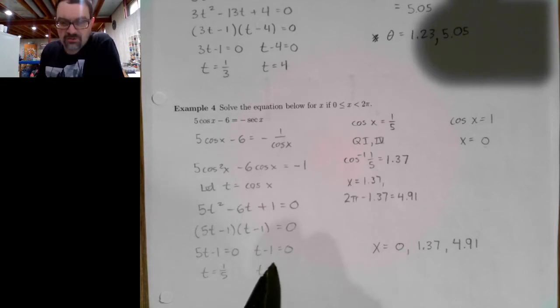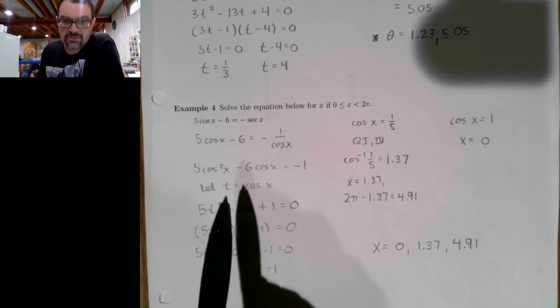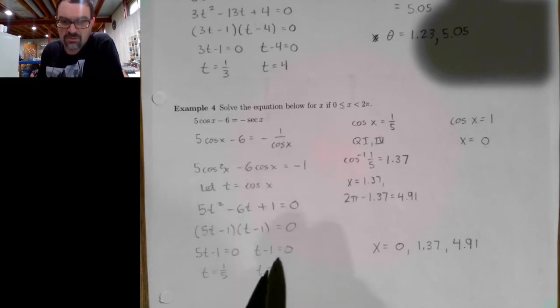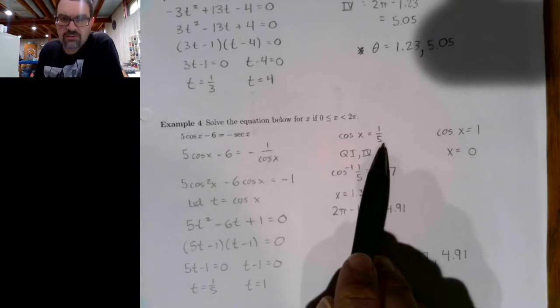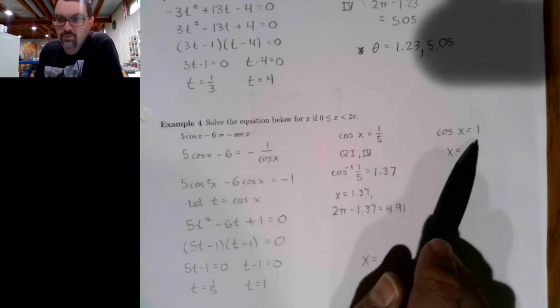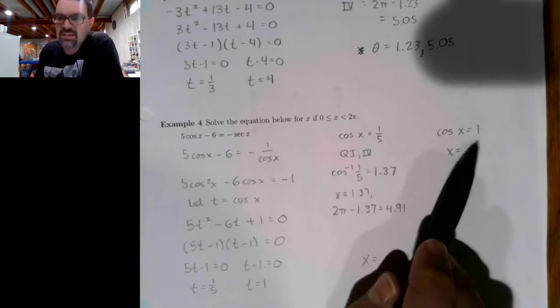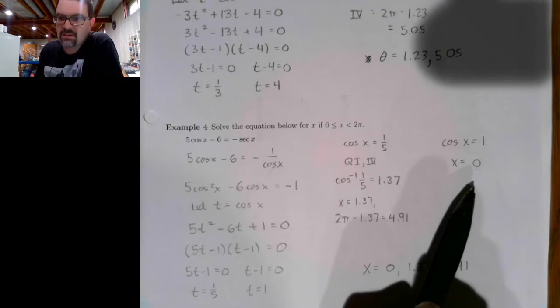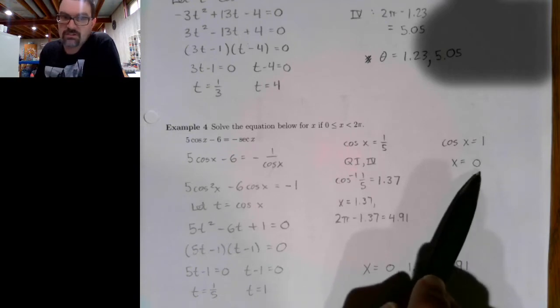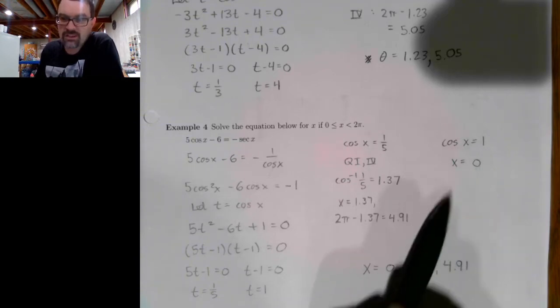Now, unlike the previous one, when we go back and use the fact that t came from cosine, put cosine back in for t, cosine x equals a fifth gives us solutions. Cosine x equals 1 also gets us a solution. All right, now this is a unique case. 1 is the biggest cosine can be, and that happens at 0 degrees, or 0 radians. And that's the only spot around the whole entire circle. So there's one solution, and that's just the end.